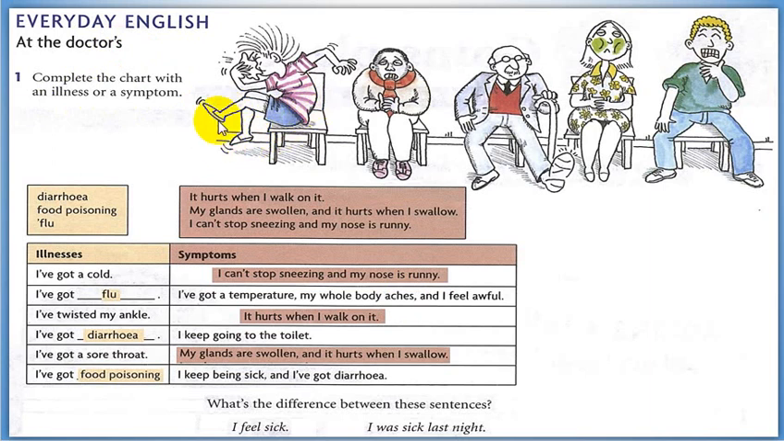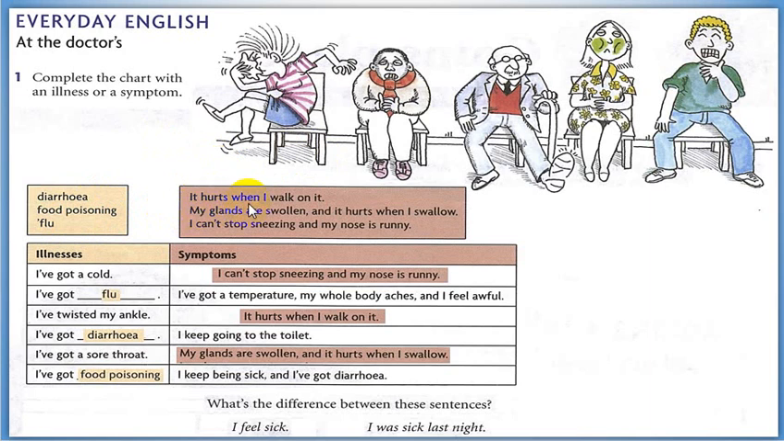So, as you can see from the drawing that we have sick people with illnesses. okay فهنا يقول عندنا complete the chart with an illness مرض or a symptom عرض. okay أعراض واحدة من الأعراض. illnesses هي diarrhea الإسهال, food poisoning, تسمم flu, influenza.